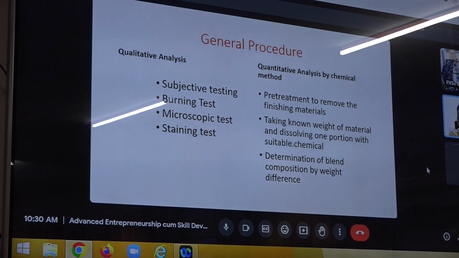And another is staining, some staining materials. If you use that stain, it will show the blend and other things. That is followed by a quantitative analysis and the chemical method.